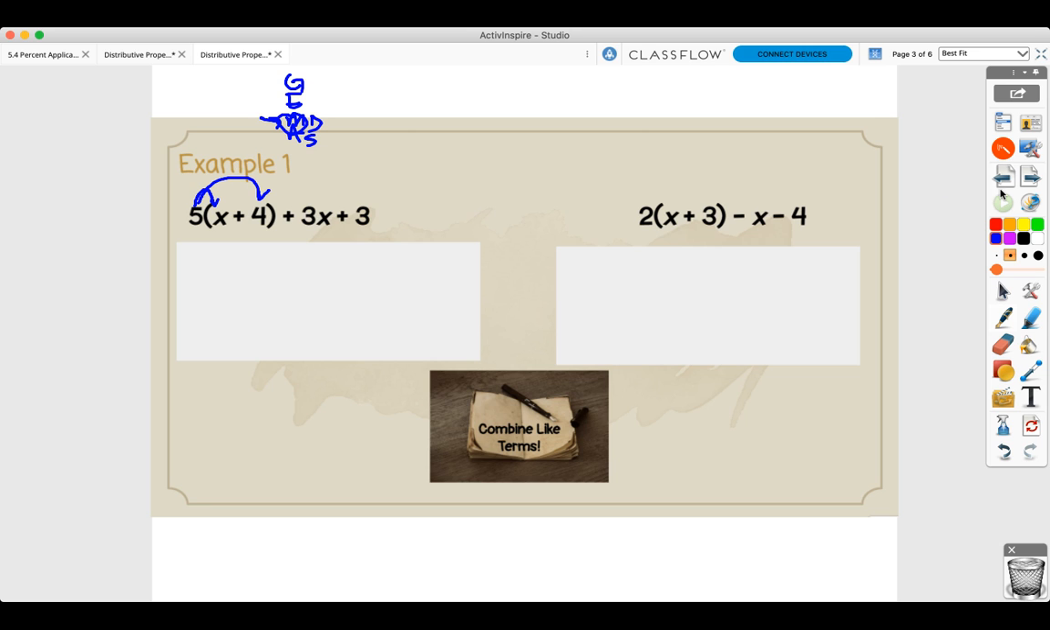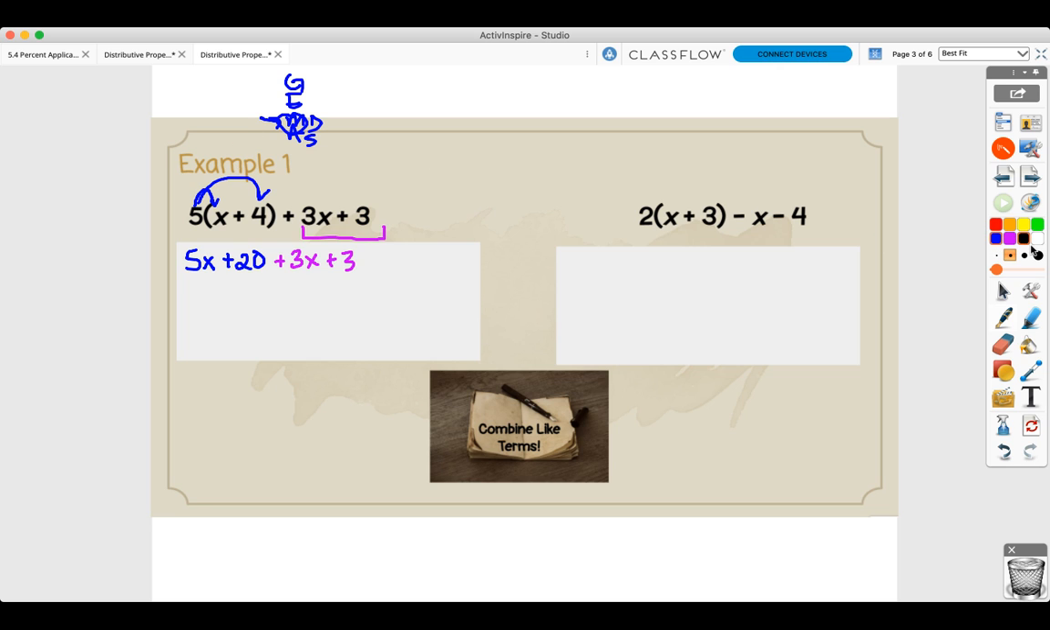So now you're going to have 5 times x, which is 5x. And you can write out this step too if you want. 5x, 5 times positive 4 is 20. And now you can just bring down these additional terms here. Plus 3x plus 3. That does not get distributed to because it's not inside of the parentheses. It's not being multiplied to the 5. You just rewrite them. Now it's about combining your like terms.